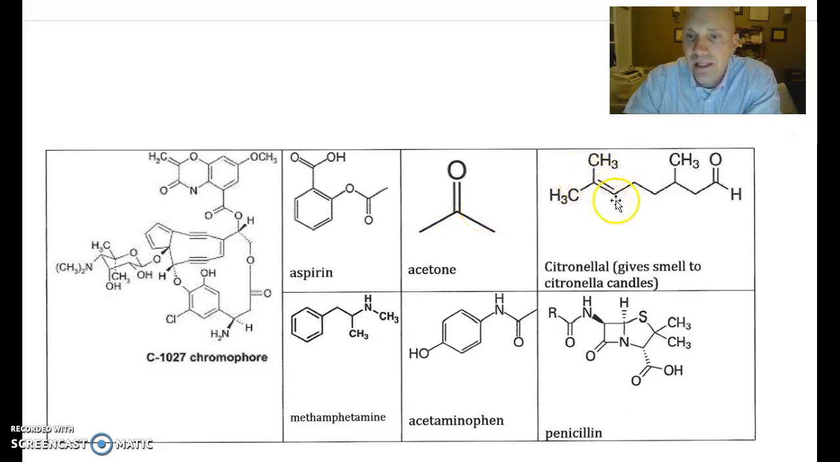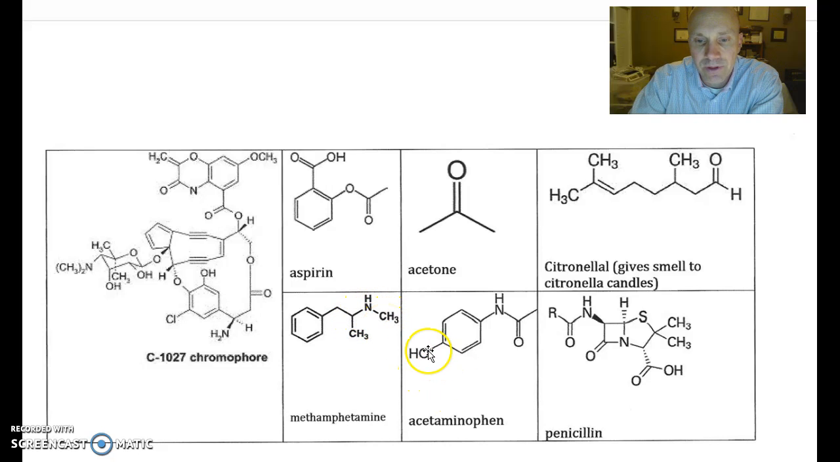We've got an alkene right here, and this right here would be an aldehyde. This is actually the third kind of amine. This is a primary amine, this would be a tertiary amine, and this would be a secondary amine because it's got two carbons coming off of it.